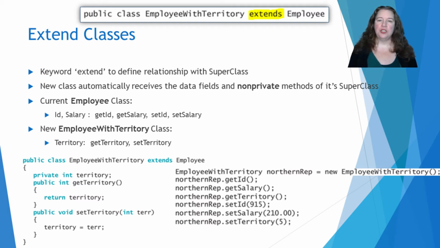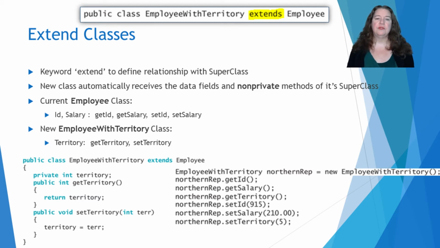So in this situation, we have an employee with territory, and he is a child class of the employee class. So he extends his parent, the employee class. The keyword is extends with an S. The new class automatically receives all of the data and non-private methods. If they're private methods, they stay inside the parent class. But if they're non-private methods and all of the data fields, they come across automatically.